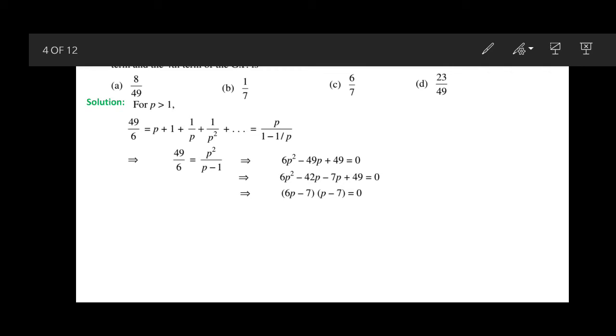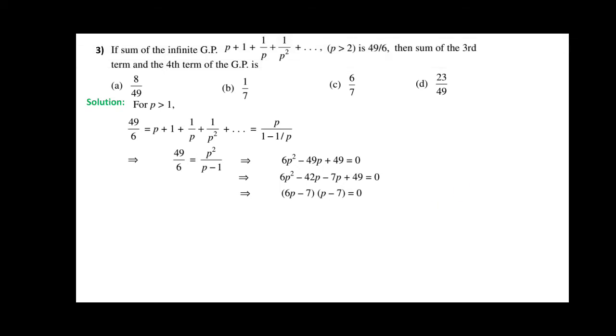Now we can equate to 0 here, because A into B is equal to 0 means either A equals 0 or B equals 0. Therefore 6P minus 7 is equal to 0 or P minus 7 is equal to 0. Here we have P is greater than 2, so we have two values: P is equal to 7 by 6 or P is equal to 7. 7 by 6 is less than 2, but it should be greater than 2, so I am considering the second answer. So P should be equal to 7.